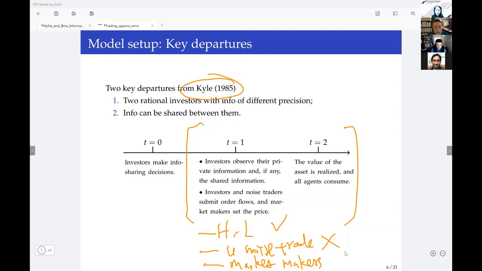The new element is on date zero. So my pen is not working. So it's on date zero. So it's here on date zero.